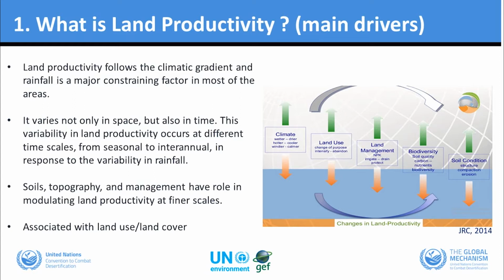It is strongly associated with land use and land cover to some extent. For example, the class bare soil has consistently very low land productivity, whereas the class forest typically has high land productivity. It also cuts across land use, land cover classes and captures within class variability. Particularly in land cover class savanna, land productivity varies widely from place to place.